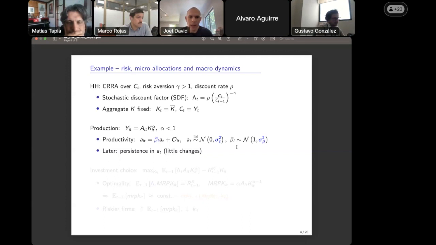Like I said, the a_t shock right now is IID. Later, when I get to the quantitative work, I'll add persistence. That's not going to change much, and I can explain why when we get there if you guys are interested. Any questions about the firms? Again, the key crucial element here is this dispersion in betas, distributed in the cross section with variance sigma squared beta.